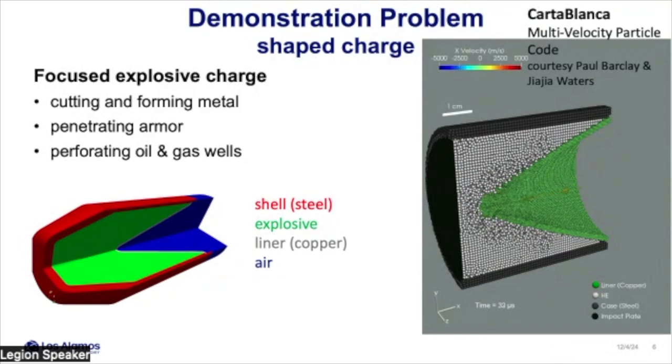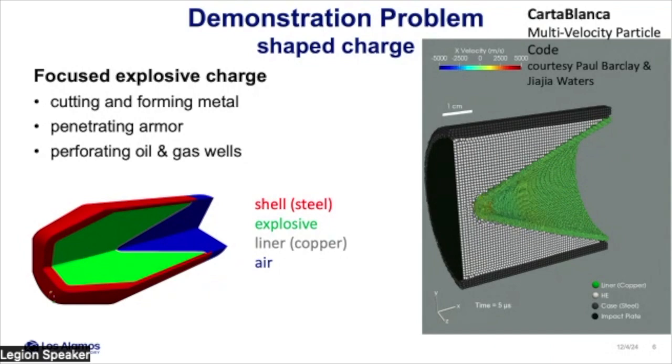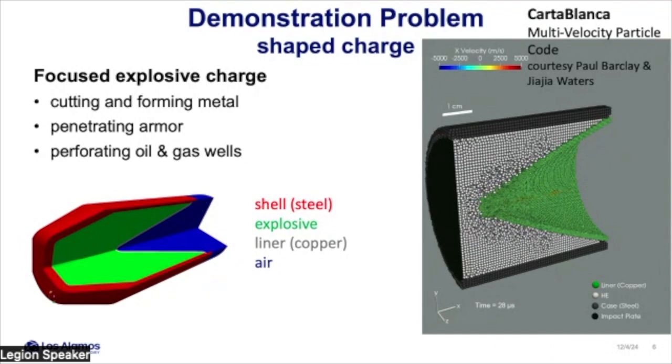On the right is a simulation result from another code. And what you see happening there is that along the symmetry axis, a thin jet of copper is formed and it's ejected out the right side.